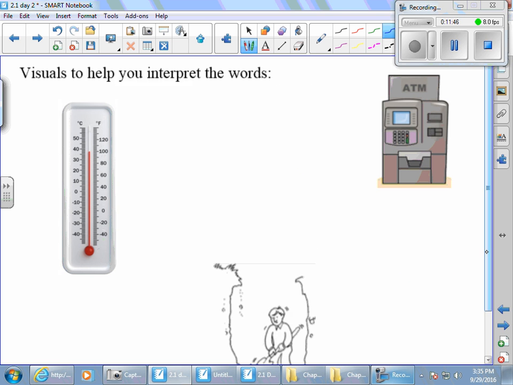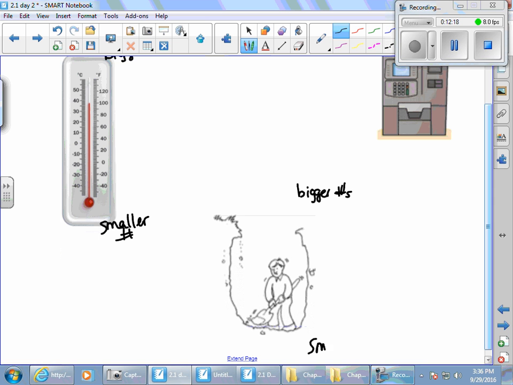Let's talk really quickly. We probably should have done this first, but let's talk about the visuals. First of all, this is going to be our bigger numbers. The bottom is going to be our smaller numbers. The same when we're digging with elevation. Your bigger numbers are going to be above ground, and then our smaller numbers are going to be at the bottom. The lower in the ground we go, the deeper it is, the smaller.